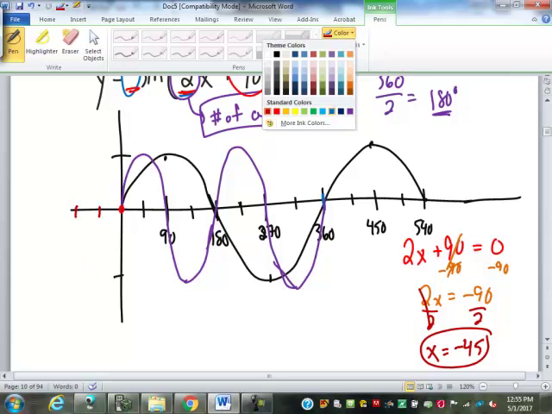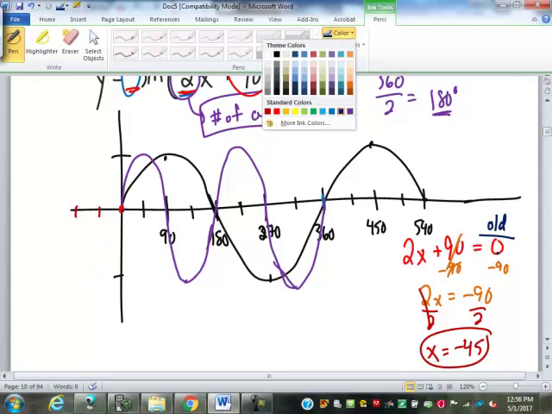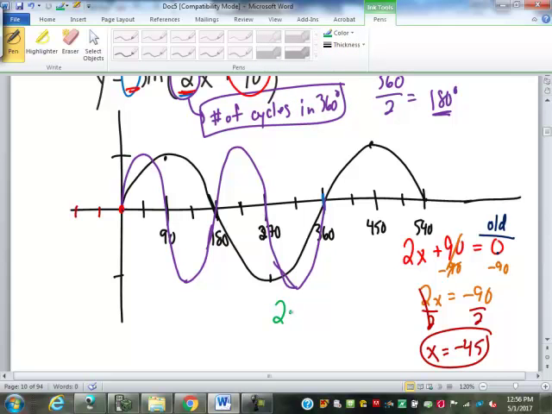So 0 actually behaves like negative 45, somewhere back in here. Here I wanted to know what the 0 would behave like, the 0 on my new one. So this would be the new 0 after the shift. If I want to know what the old 0 is, I've got to be careful here. This would be the old 0 before the shift. So this 0 is behaving like 45 degrees. If I want to know what the new 0 would behave like, I put the 0 in for x. So 2 times 0 plus 90. Well, 2 times 0 is 0. That's going to be 90 degrees. So this 0 is going to be at the 90 degree point.